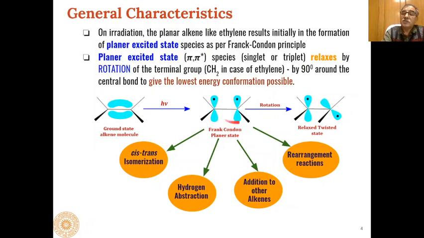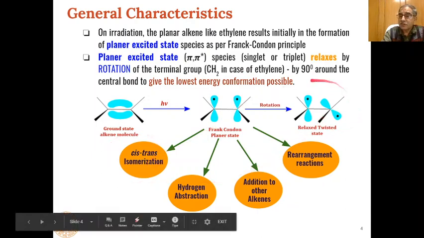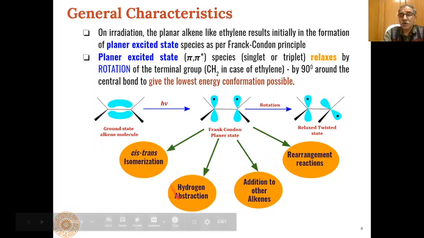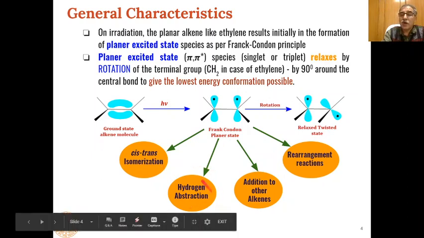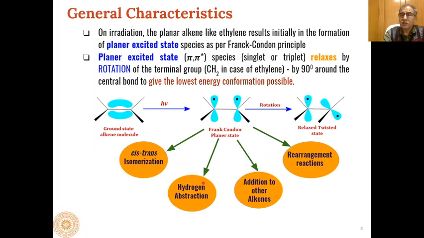And this first excited planar state can undergo different types of photochemical reactions. Either it can undergo rotation through 90 degrees and relax through the twisted state to give us cis-trans isomerization reactions, or it can undergo hydrogen abstraction reactions, or dissociation reactions can take place.